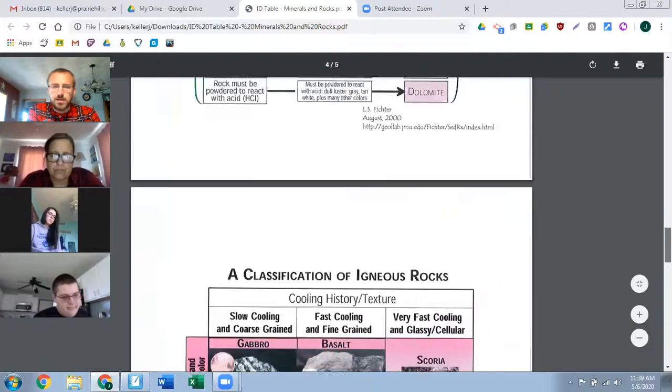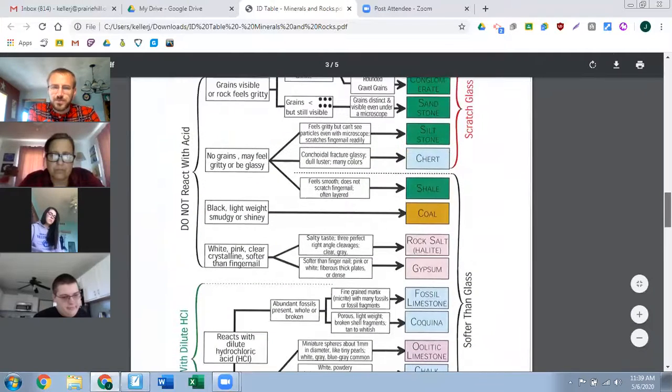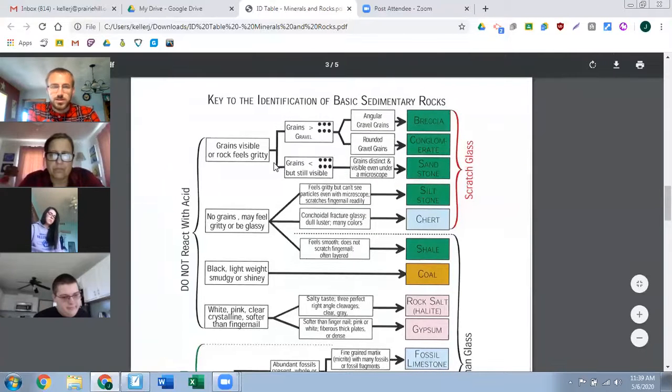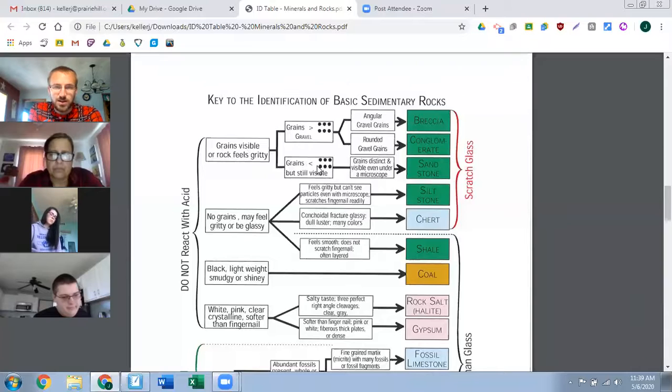And then the sedimentary rocks were up above. We had sandstone, which it literally just says if your grains, your sediments, are about this size and still visible, it's going to be sandstone. If they're smaller, like shale, I couldn't see the particles in shale. Where is shale at? Right here. No grains, but may feel gritty. So that's shale. It could be siltstone too, but it depends on some of these other ones.